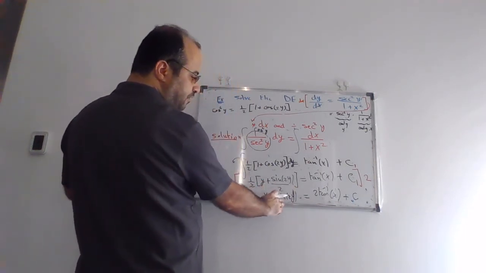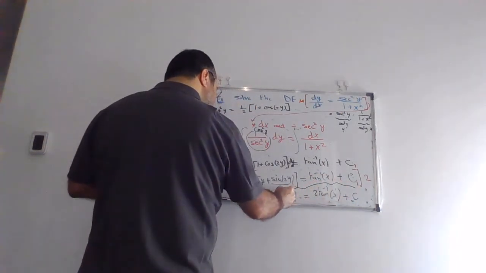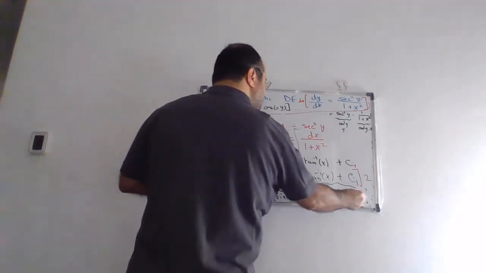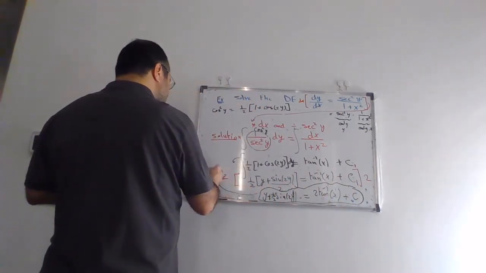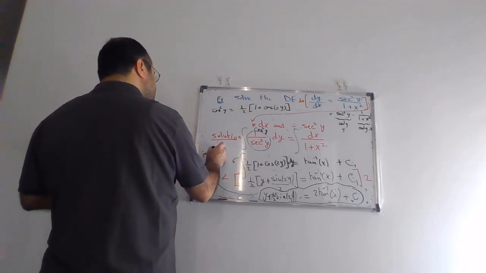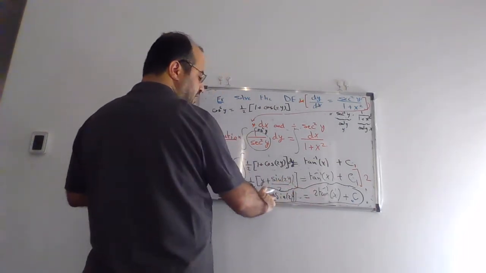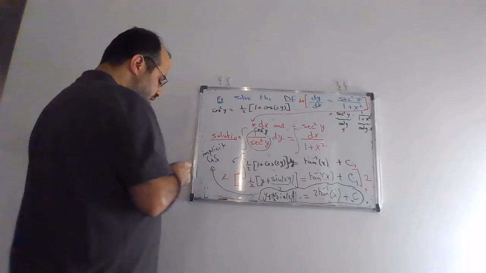Now, can I solve for y? It's very hard to solve for y. Then I can stop here and say, hey, I got an implicit general solution. So I got here an implicit general solution, because I cannot solve it for y. It's hard to solve for y.